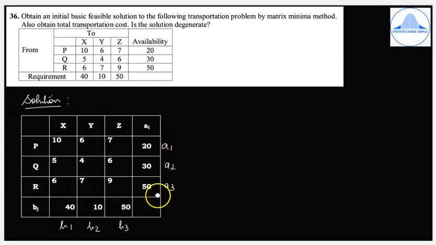Now when you add the Ai's and when you add the Bj's, you get the total as 100. That is, summation Ai is equal to summation Bj. Such a type of transportation problem is called a balanced transportation problem.